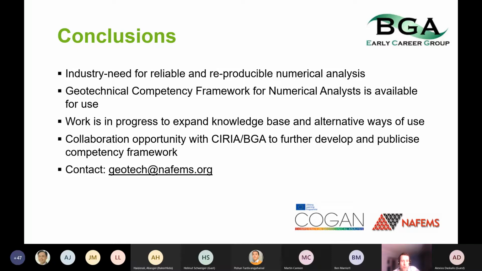So we are looking for collaboration on developing this further. If you're interested and want to give feedback or want to get involved, then you see our web and email contact at the bottom there. So with this, I'd like to close. Thank you very much for listening. If there are any questions on Kogan or what we do, then feel free to ask now.